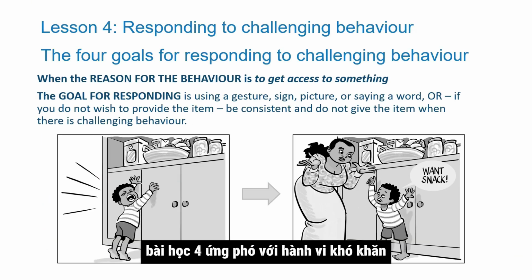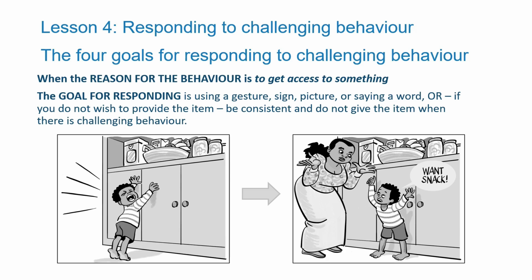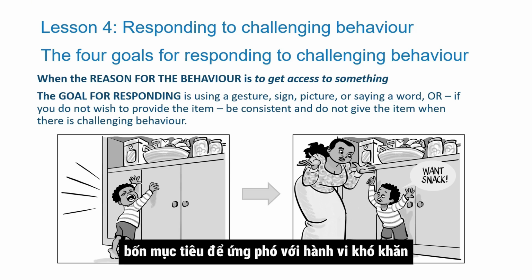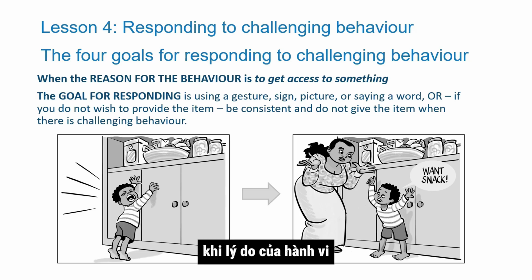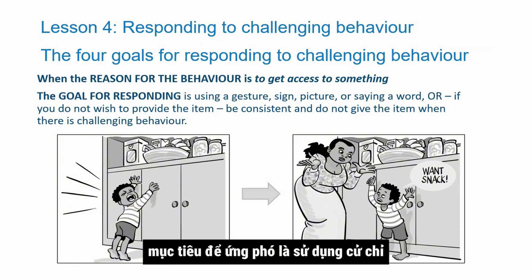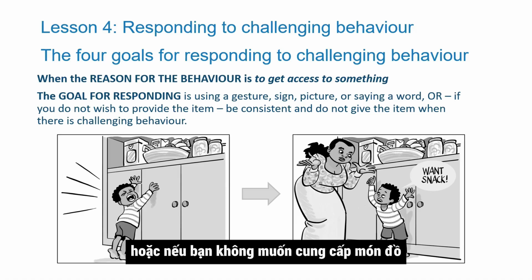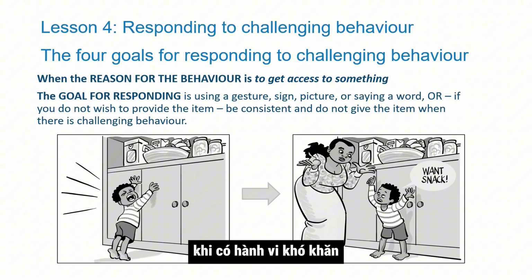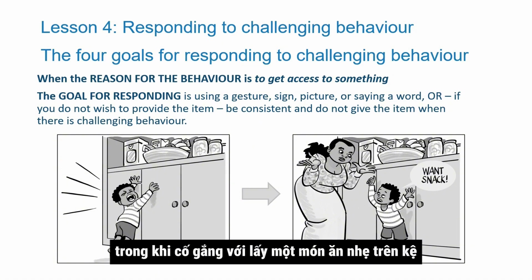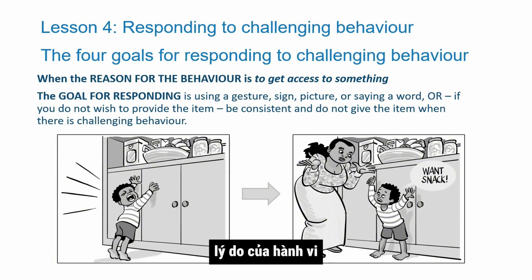Lesson 4. Responding to challenging behavior. The 4 goals for responding to challenging behavior. When the reason for the behavior is to get access to something, the goal for responding is using a gesture, sign, picture, or saying a word. Or, if you do not wish to provide the item, be consistent and do not give the item when there is challenging behavior. You can see in this example a child is screaming while trying to reach for a snack on a shelf. The reason for the behavior is to get access to the food.